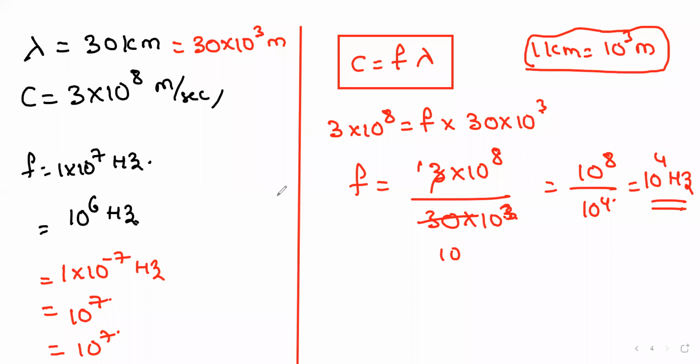So the mistake might be you didn't convert kilometers into meters, right? If you don't convert kilometers into meters, you will get the answer as 10 power 7 hertz. Please note it down. Don't make this mistake again. If you have light in meters per second, you should have wavelength in meters. Then what is the unit of frequency? Hertz. Very good.